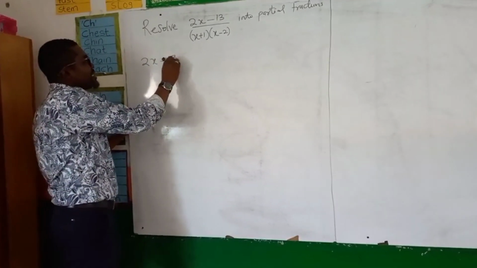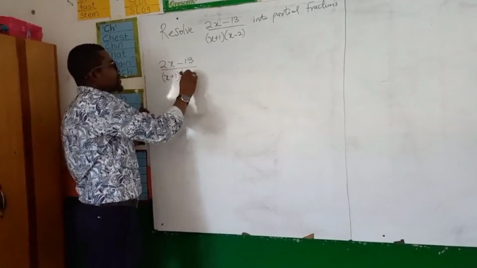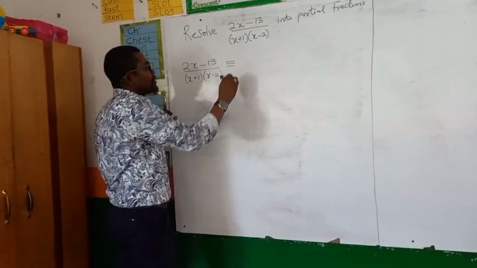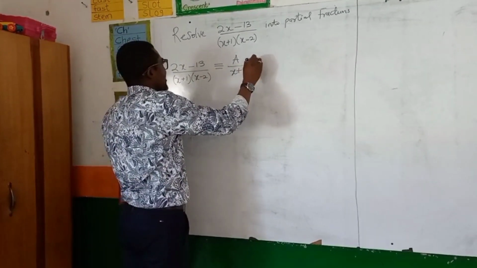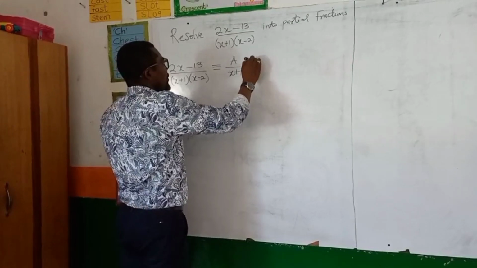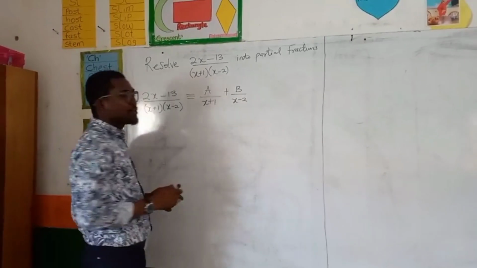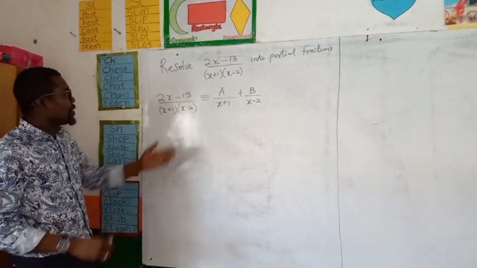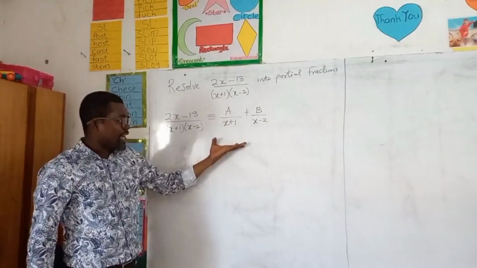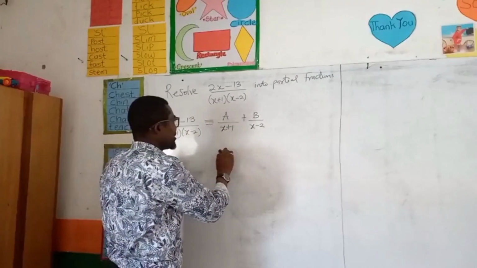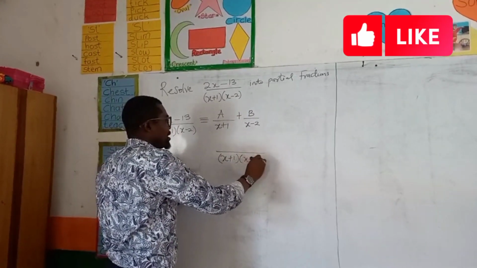2x minus 13 divided by x plus 1, x minus 2. I can write this as a over x plus 1 plus b over x minus 2. Alright, so you can see actually this is equivalent to this. So this is a fraction now, so I have to find the LCM. So my LCM here will be x plus 1, x minus 2.